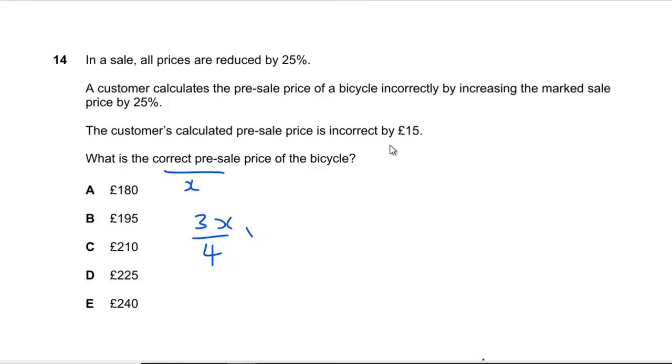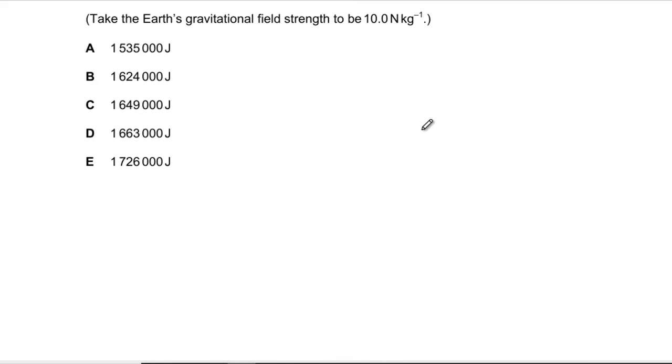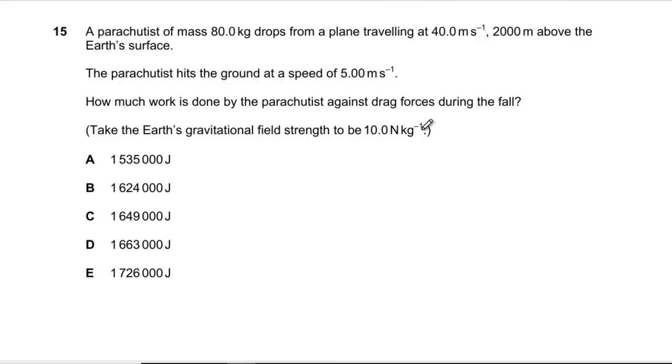So they're multiplying by 5 over 4. So they've got a value which is 15 over 16 times X. And that's out by £15. So a 16th of X is going to be equal to 15. And X is going to be 15 times 16. So 225 plus 15, 240. E. All right. Okay.